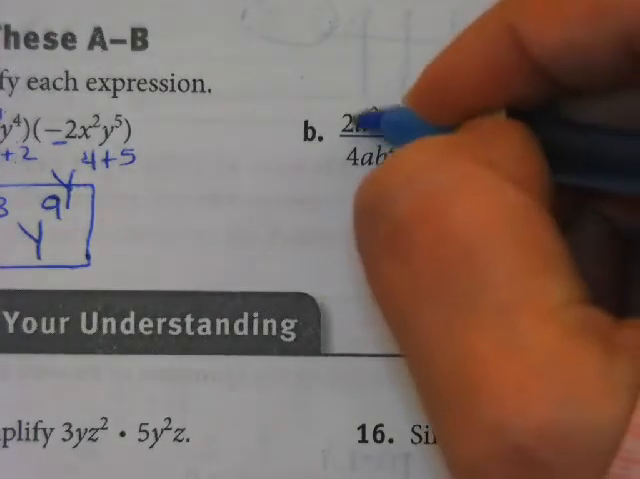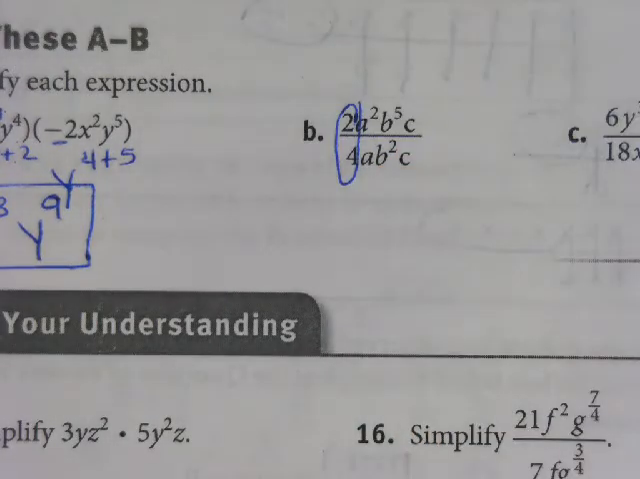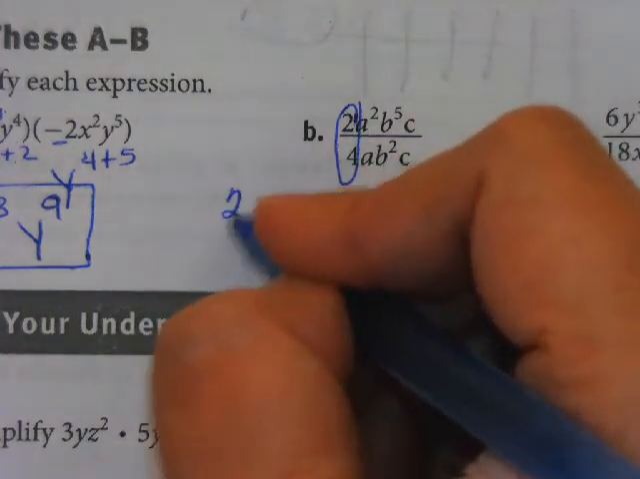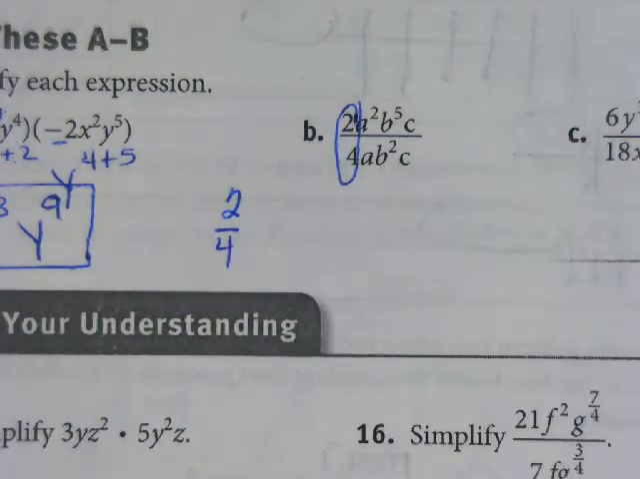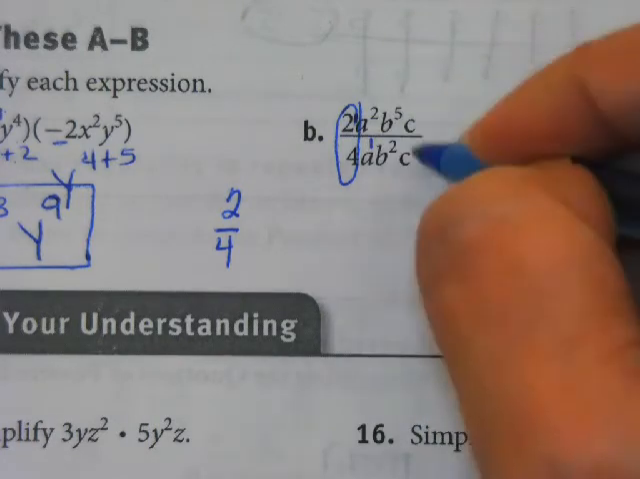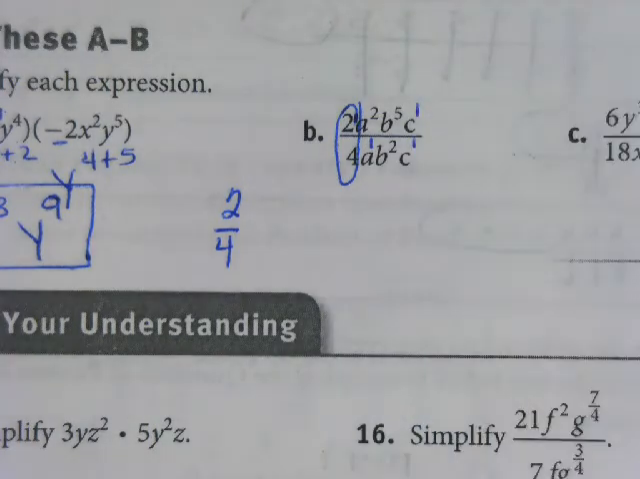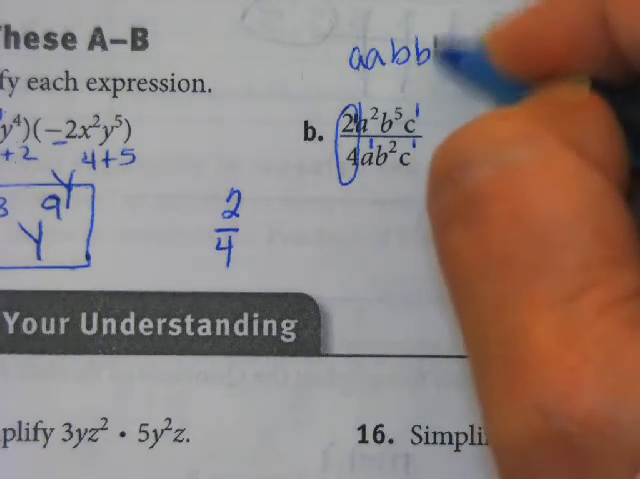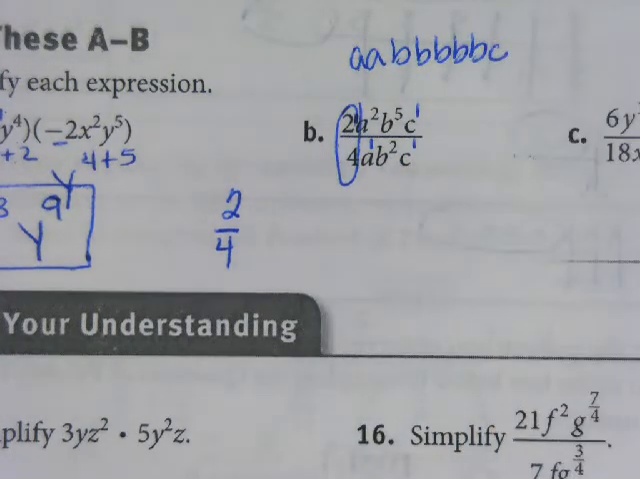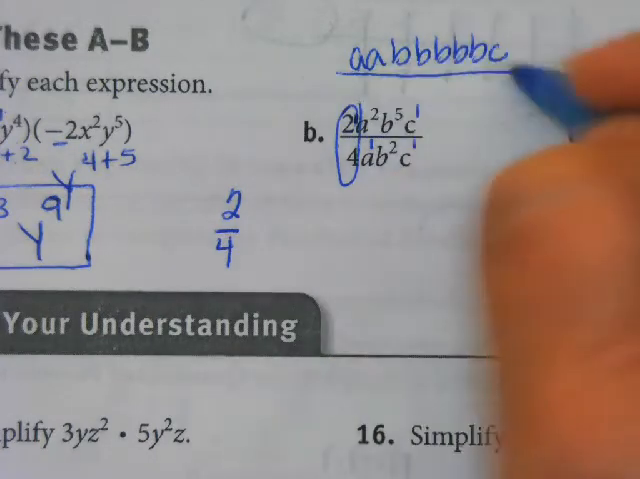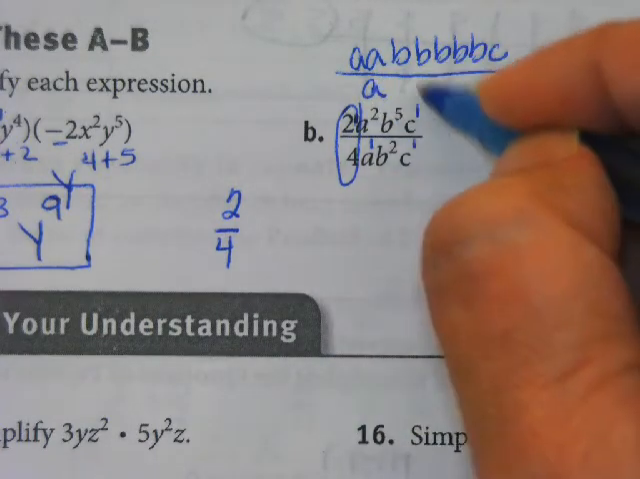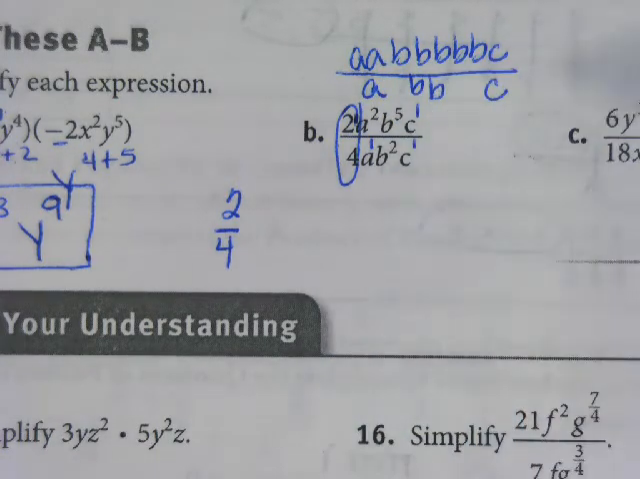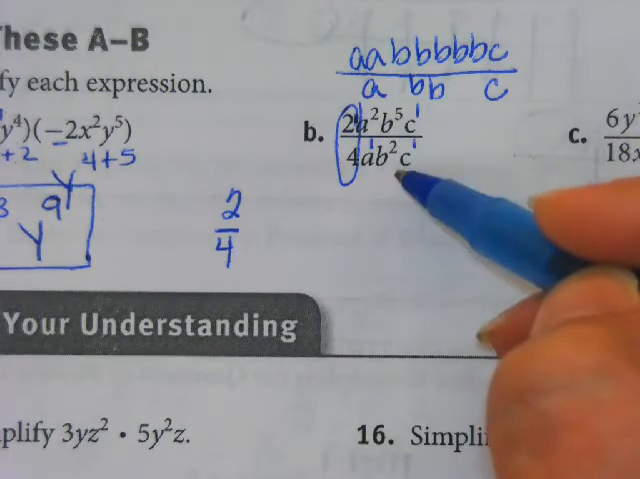So again, these regular numbers don't match. We just have 2 over 4. We're just going to write it over here. We're going to put a 1 on this A and on these C's. If it helps you to write it out, you can. I have 1A, I have 2 B's, and I have a C. Or you can use the rule.